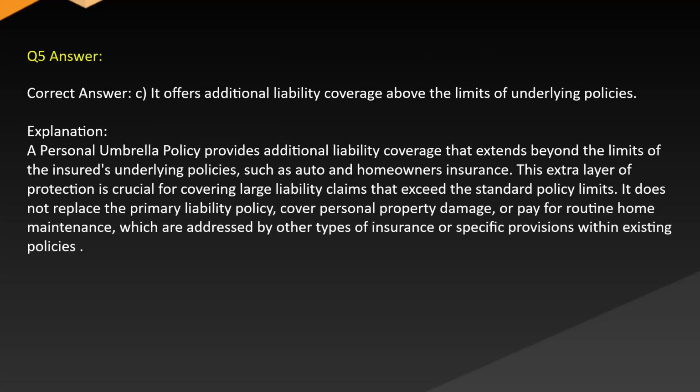Correct answer: C. It offers additional liability coverage above the limits of underlying policies. Explanation: a personal umbrella policy provides additional liability coverage that extends beyond the limits of the insured's underlying policies, such as auto and homeowners insurance. This extra layer of protection is crucial for covering large liability claims that exceed the standard policy limits.